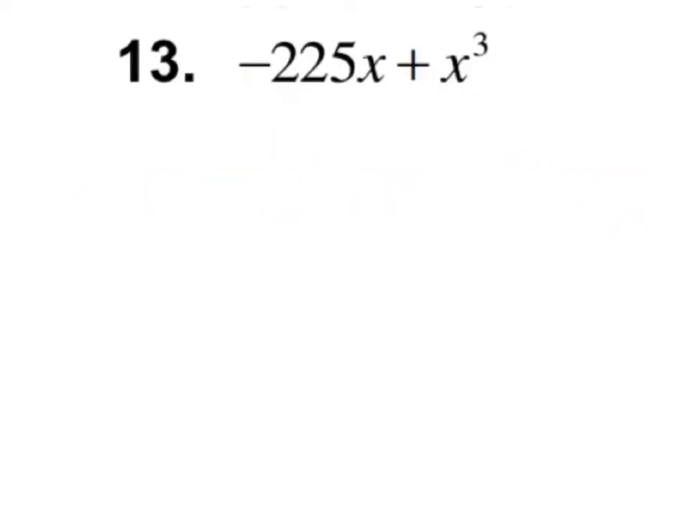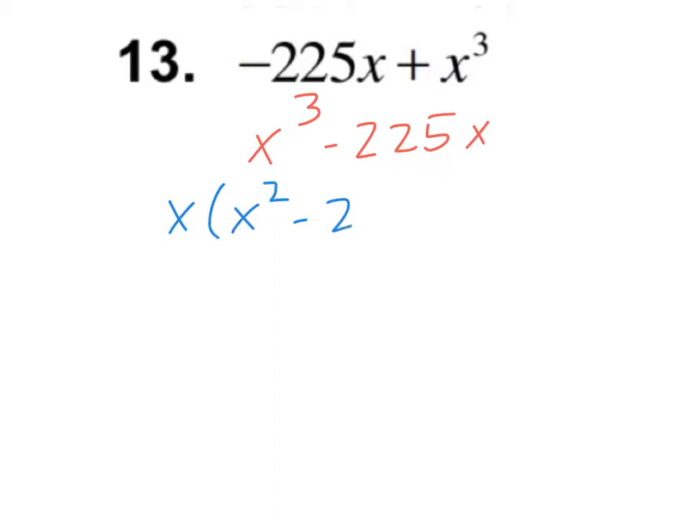Okay, first thing I'm going to do is rearrange this to get my highest power listed first. So that gives me x to the third minus 225x. And I see they both have an x in common, so I have a GCF of x. I factor that out, that leaves me with x squared minus 225.